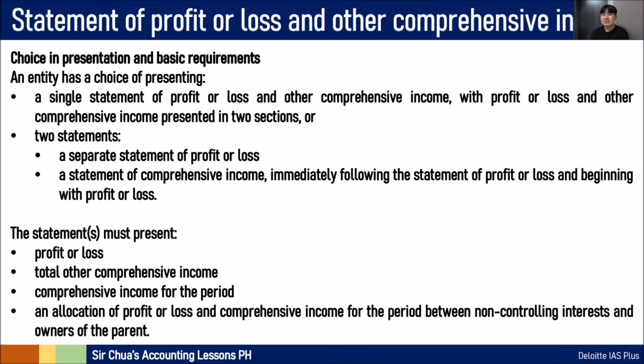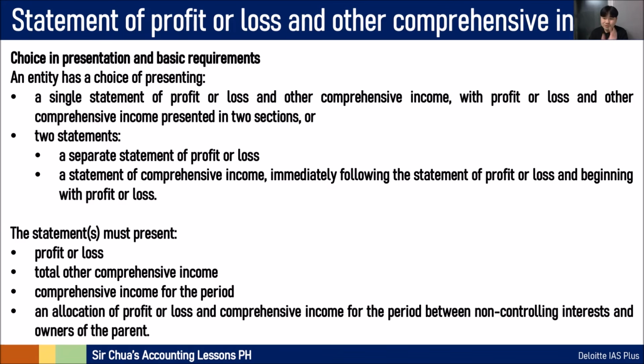So, choice and presentation. The entity has a choice: either prepare them as a single statement, talagang dire-diretso, income, expenses, and other comprehensive income with an endpoint of comprehensive income. Pwede ring two statements. Gagawa ka muna ng separate income statement na ang laman lang income and expenses, tapos ang endpoint net income. Tapos, meron kang separate na statement of comprehensive income na ang starting point mo, net income. Tapos, i-adjust mo yung net income na nakuha mo dun sa profit or loss statement dun sa mga OCI natin to arrive at comprehensive income.